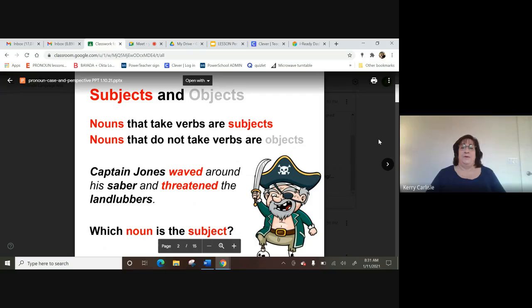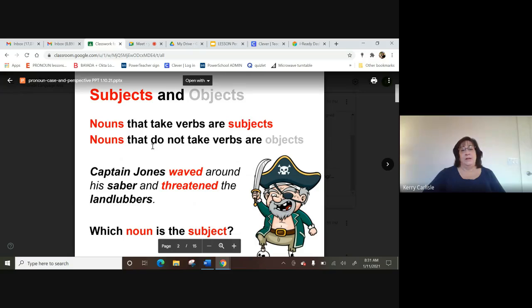In other words, if you have the cat ate the fish, the cat is obviously doing the eating. It is the subject. So if you wanted to say he for the cat, he ate the fish. The subject pronouns are going to come before the verbs, basically, unless it's a question. But in general, they come before the verbs and they're doing the action.